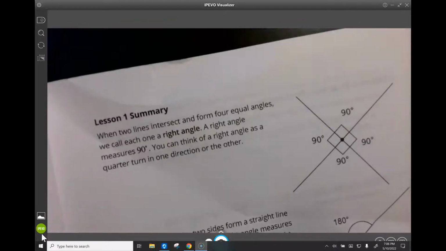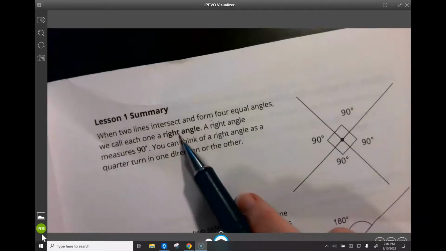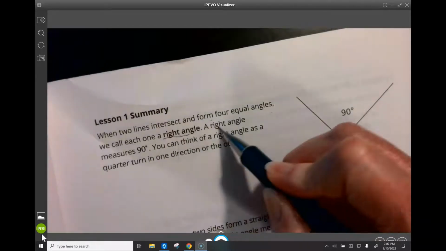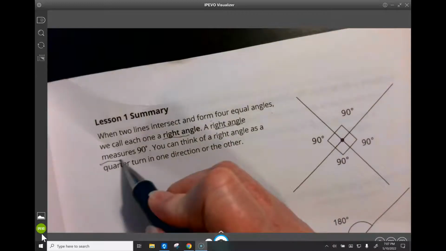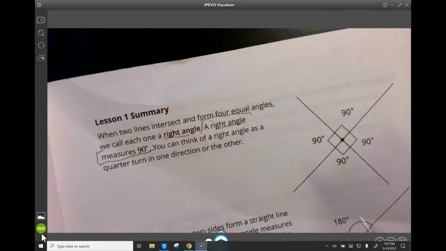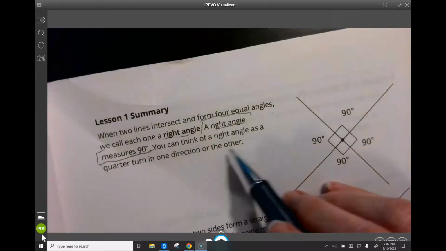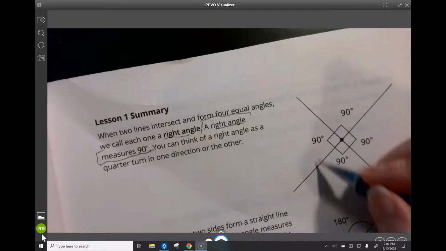The other thing is just some definition stuff. When two lines intersect to form 4 right angles, we call each one a right angle. A right angle measures 90 degrees. If you have a highlighter, that'd be a good thing to highlight right there. A right angle measures 90 degrees. You can think of a right angle as a quarter turn in one direction or the other. So a quarter turn if I'm going all the way around.